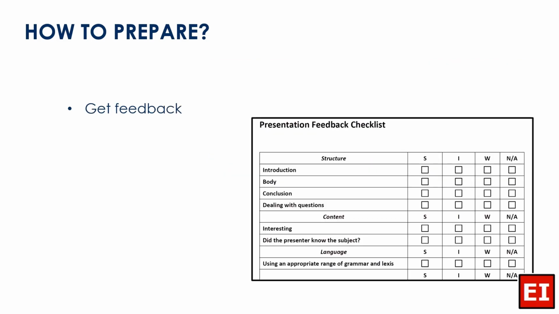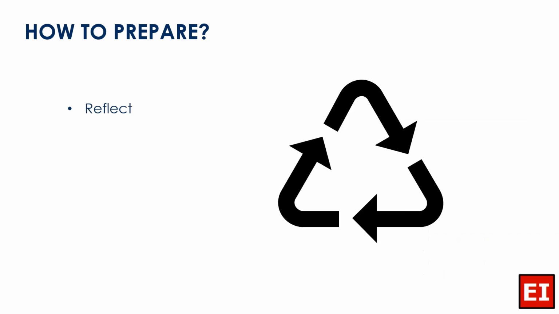But you should still get feedback from your teacher or from a friend sitting in the back. How well did it go? It might be on a formal form like this, or it might just be informal notes taken by somebody. But it's important to get feedback on your performance because you want to try to improve the next time. So you should reflect on what went well, what didn't go well, and what could be improved. And then hopefully next time you'll do it a bit better, and so on.